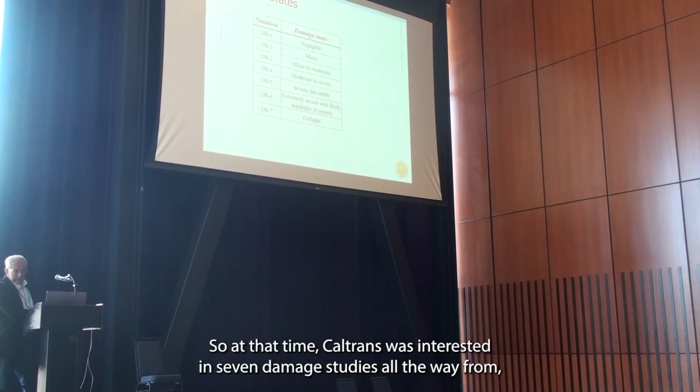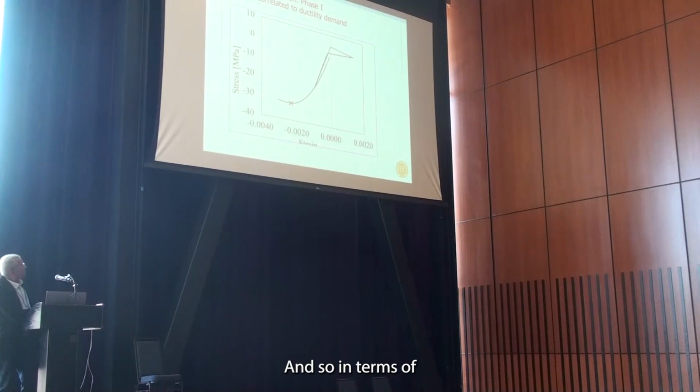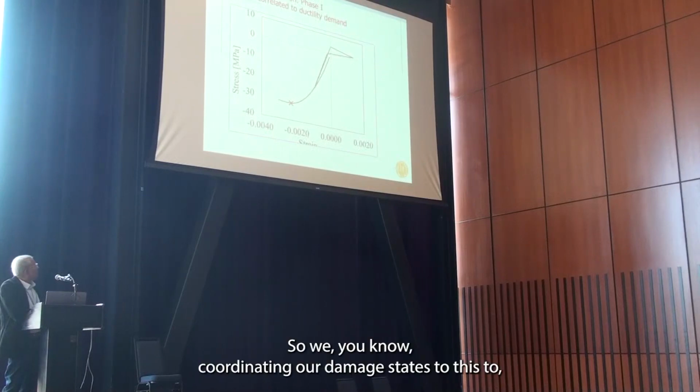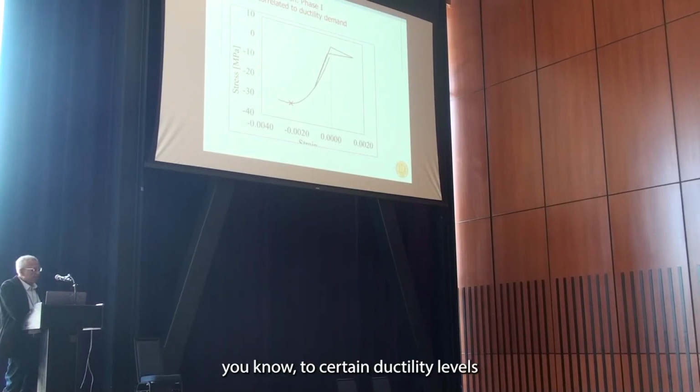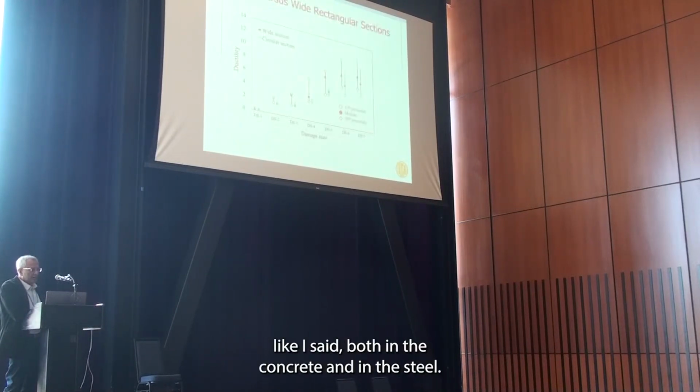So at that time, Caltrans was interested in 7 damage states, all the way from no damage or negligible damage, all the way through collapse. And in the first phase of the study, we actually looked primarily at ductility. So we were correlating our damage states to certain ductility levels, and at the same time monitoring the strains, like I said, both in the concrete and in the steel.